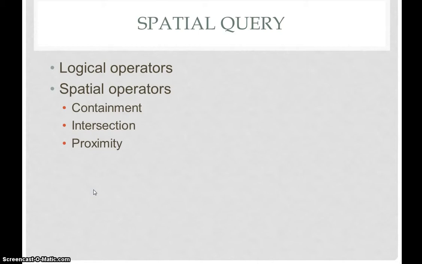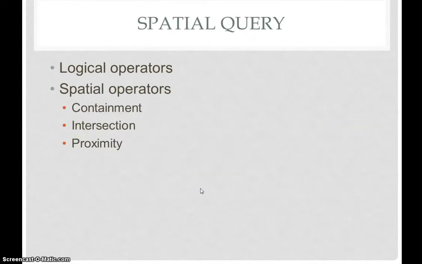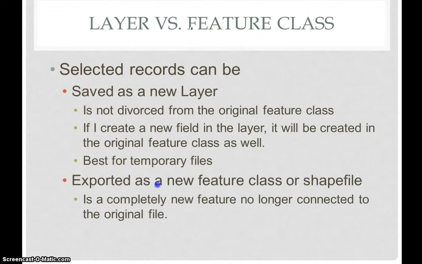Spatial queries use the logical operators, but instead of the Boolean operators, they use spatial operators. So for containment, for intersection, and for proximity. And so I'm going to put on Moodle a sheet that has all of the different ways that you can do containment. I think there's maybe 20 different statements. So completely contained, partially contained, just touches, intersects, proximity could be a distance. So there's a lot of options there.